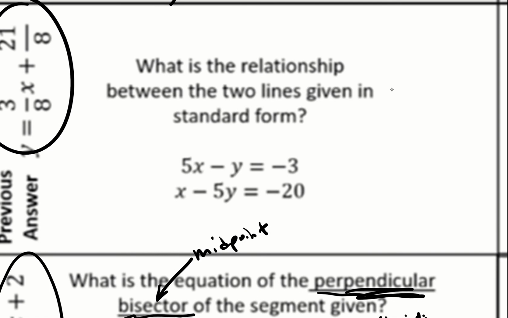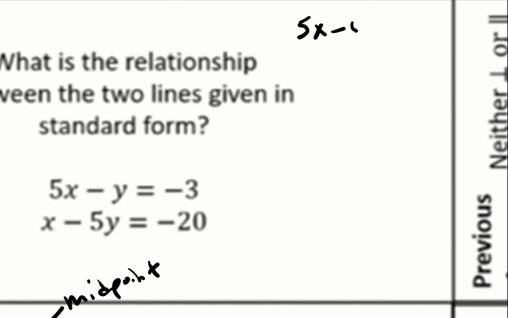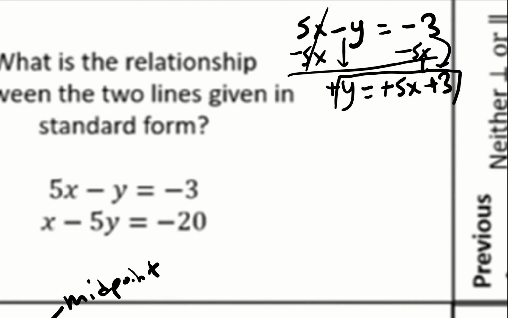What is the relationship between the two lines given in standard form? Again, we're going to have to convert these to slope-intercept form. So let's take the first equation. Need to get rid of this 5x, so I'm going to subtract 5x on both sides. Bring down this negative y. We have negative 5x minus 3. Let's just bring this down because we can't combine them. Let's again switch this to positive, and then we'll switch these to their opposite signs as well. So positive, positive. So we got y equals 5x minus 3. That's not the answer. I'm just going to circle it instead of box it.